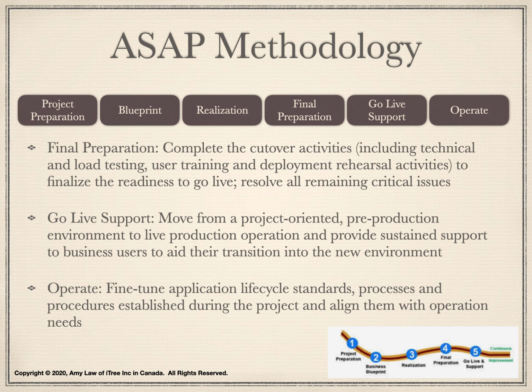The go-live support phase is to move from a project-oriented pre-production environment to a live production operation. This phase aims to help business users to transition into the new environment. The operate phase is to fine-tune the application lifecycle standards, processes, and procedures established during the project. This phase aims to align them with operation needs.